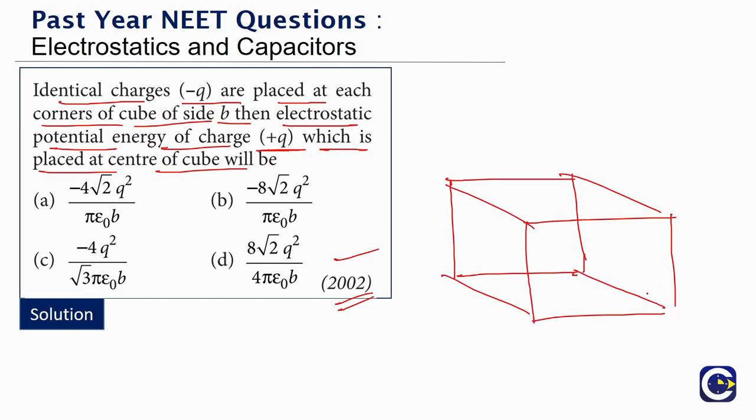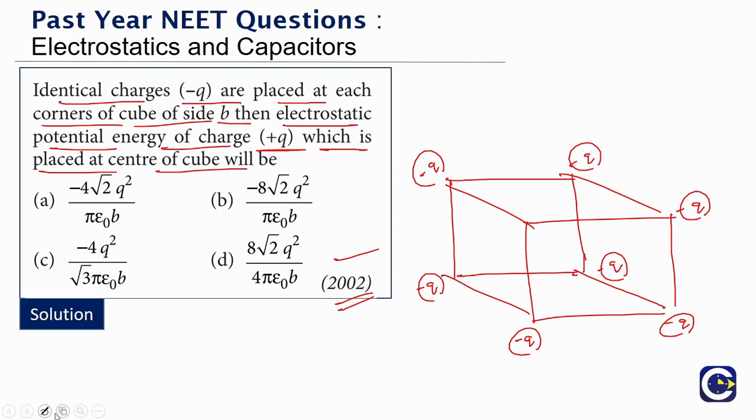A cube will have how many corners? There will be 8 corners. Identical charges, minus Q, are kept at each corner. All the 8 corners have minus Q, minus Q, minus Q and minus Q. Then a charge plus Q is placed at the center.